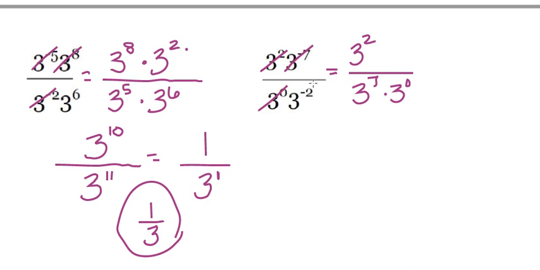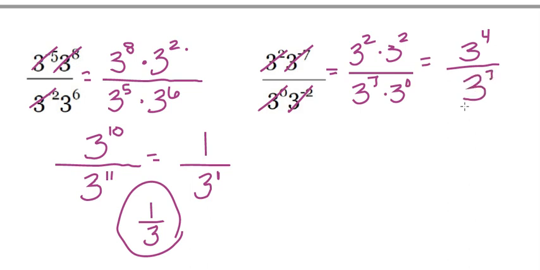But now I'm going to take this 3 to the negative second. I want to make that positive, so I swing it to the top, and I've got 3 to the positive second. So when I go to simplify here, I've got 3 squared times 3 squared, and that's going to be 3 to the power of 4. Then I've got 3 to the 7th times 3 to the power of 0. Well, that's just 3 to the power of 7.